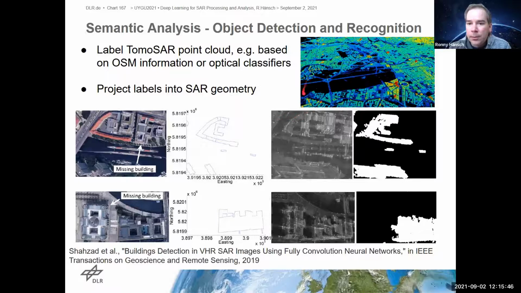So they have this TomoSAR point cloud where they know the 3D structure of the buildings. They do have the footprints from OpenStreetMap. Now, that means they can decide which points of the tomographic point cloud belong to a building. And they also know which points in the tomographic point clouds belong to which point inside of the image. And this means they can automatically label the image areas, including the layover, inside of the SAR images, and in this way construct the training database.